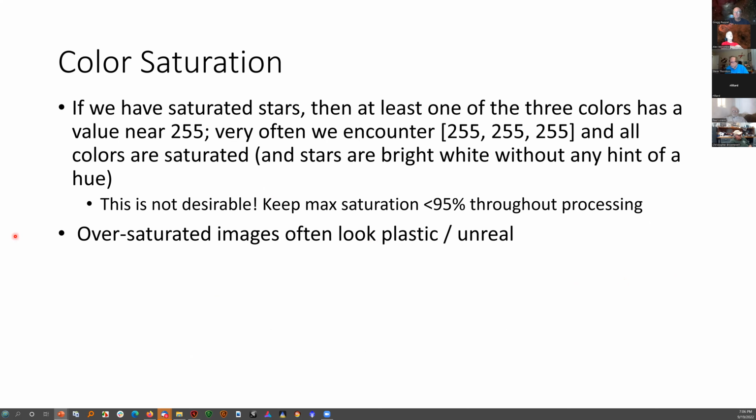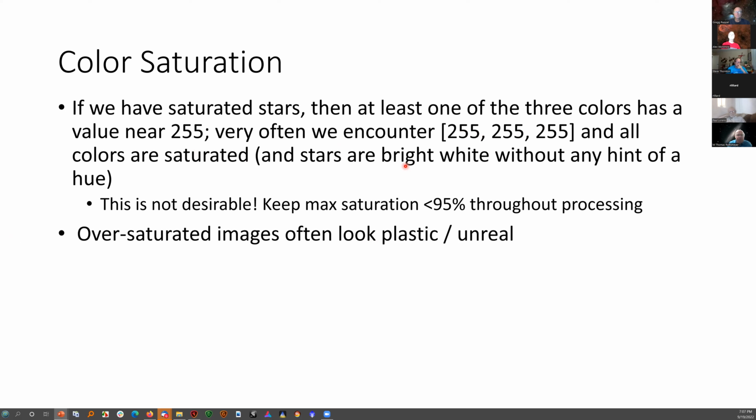If we have stars in our images, which we always seem to have, then when any of the three colors reach a value of 255, assuming it's an 8-bit image, and we often encounter values where everything is almost pinned at its high values, such as 255 for all three RGB, all the colors are saturated and the star is a bright white, as we saw from the last diagram. This is generally not desirable.